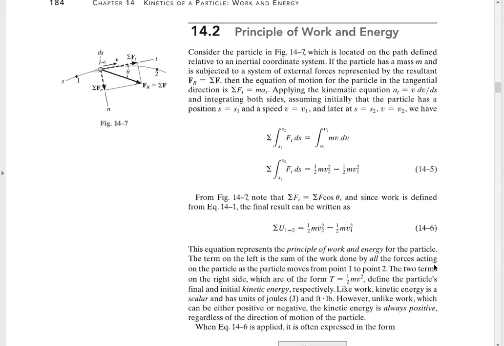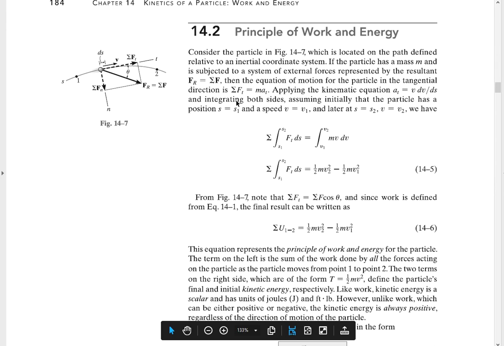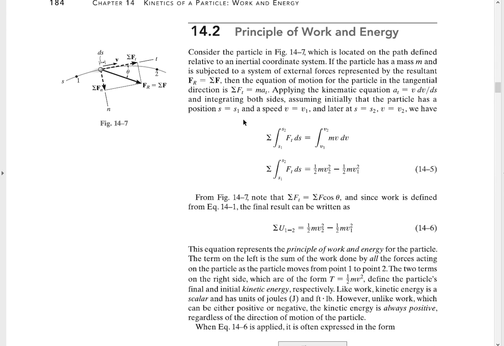Okay. We have this principle of work and energy, which is an integral form of Newton's second law. So you know Newton's second law as sum of forces equals mass times acceleration, and this is stated for the normal tangential coordinates, stated in the tangential direction. Forces that act in the normal direction do not produce work, because there's no change of s in the direction perpendicular to the tangent, to the curve, to the path of the particle.